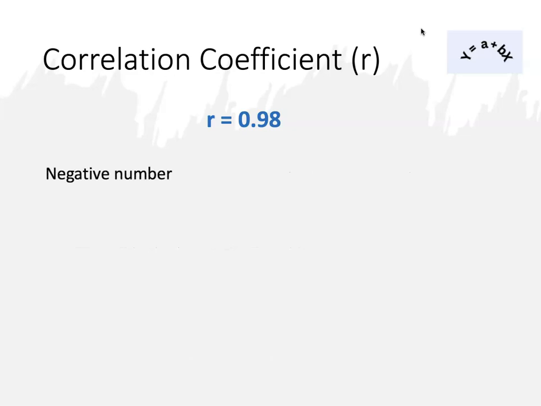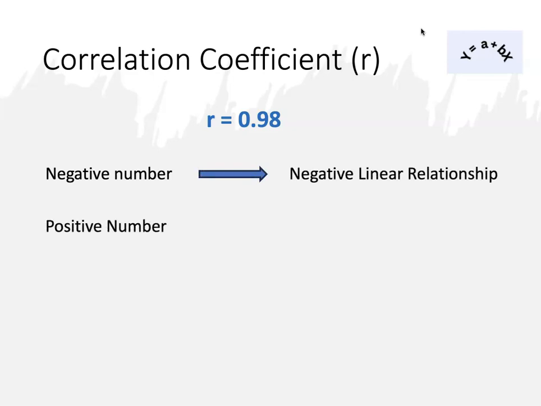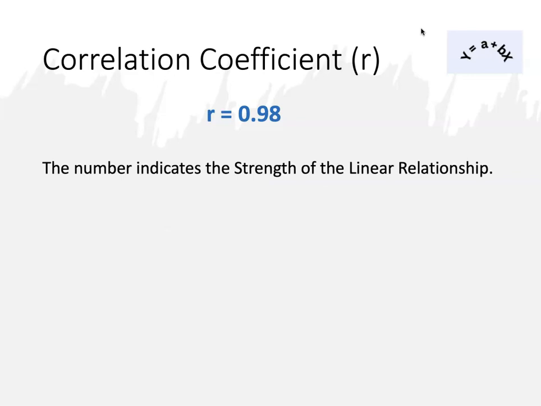So in this case, the first thing is, if it's a negative number, we say that it's a negative linear relationship. If it's a positive number, we say it's a positive linear relationship. So R equals 0.98, that's a positive number. So we would say that for R equals positive 0.98, there is a positive linear relationship between advertising and sales. The sign, negative or positive, tells you the direction. The number itself now tells you the strength.